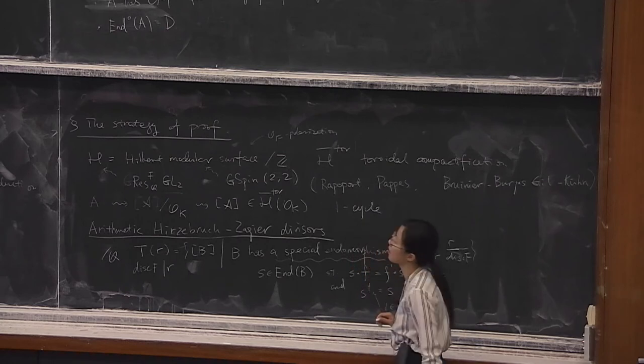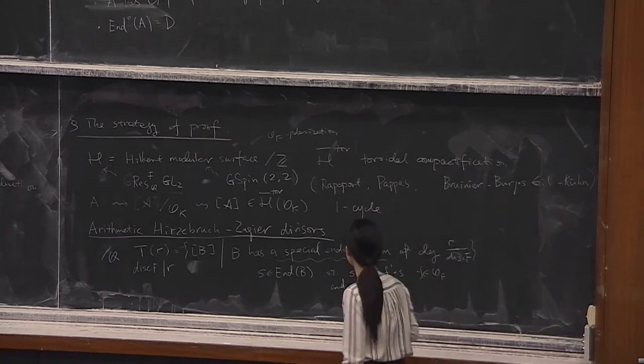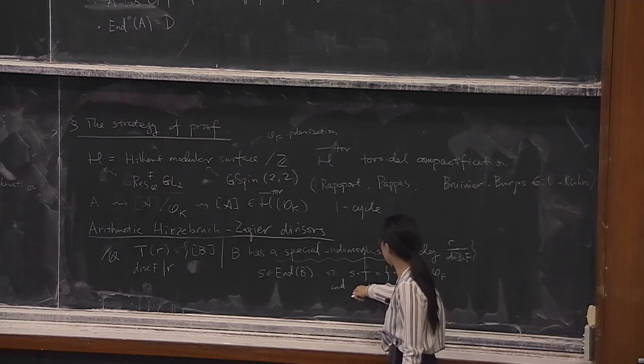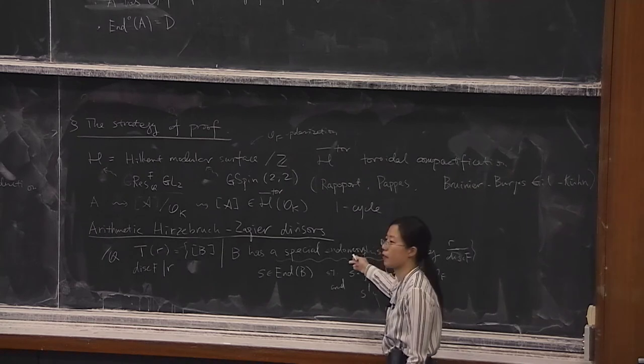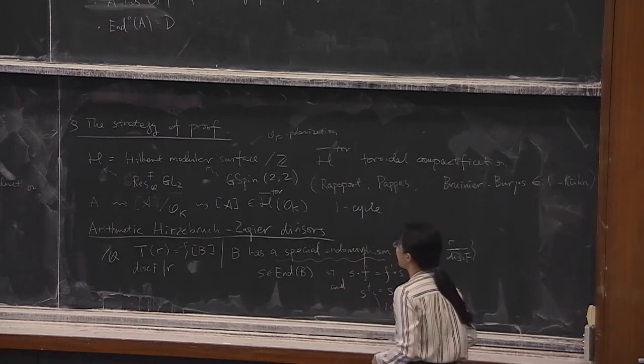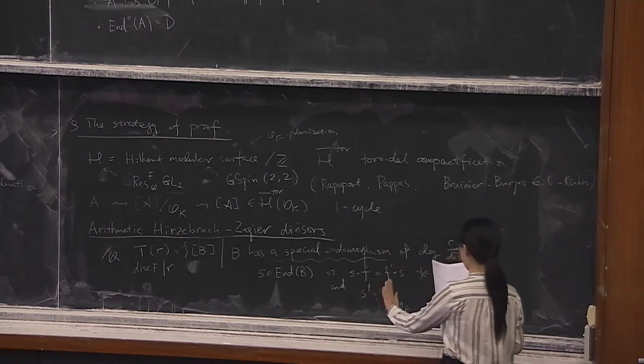That's why I said in the whole talk, you only need to know that A is a principally polarized abelian variety. So for elements which are stable by the resulting involution, you get a jump in the narrow Picard rank. Okay.